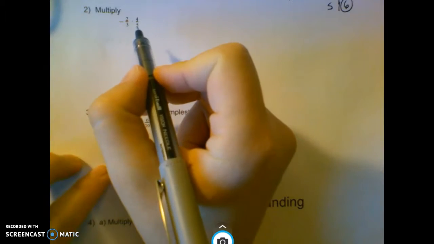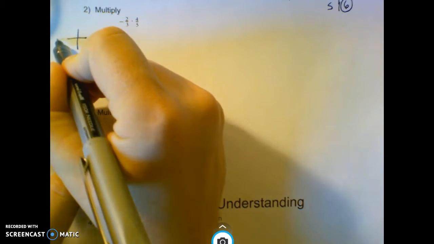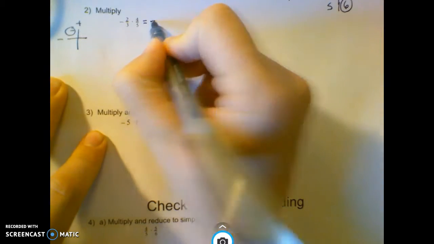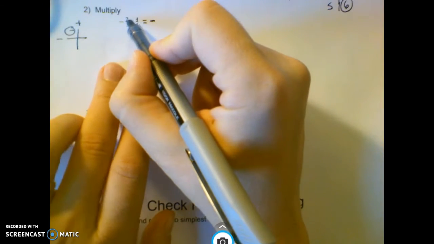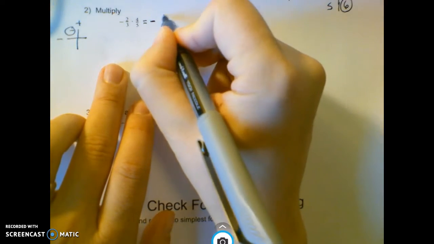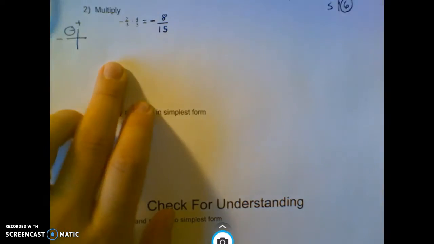The procedure for multiplying is really simple. First, we just use our axes. A negative times a positive is a negative. So I know that my answer is going to be negative. Then I just multiply across. 2 times 4 is 8. 3 times 5 is 15.